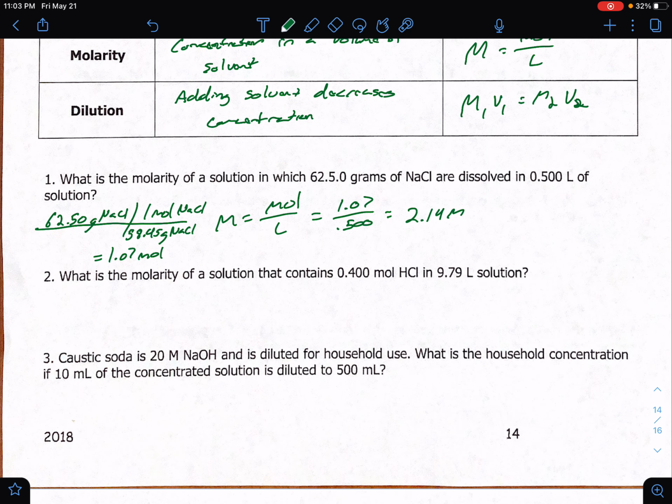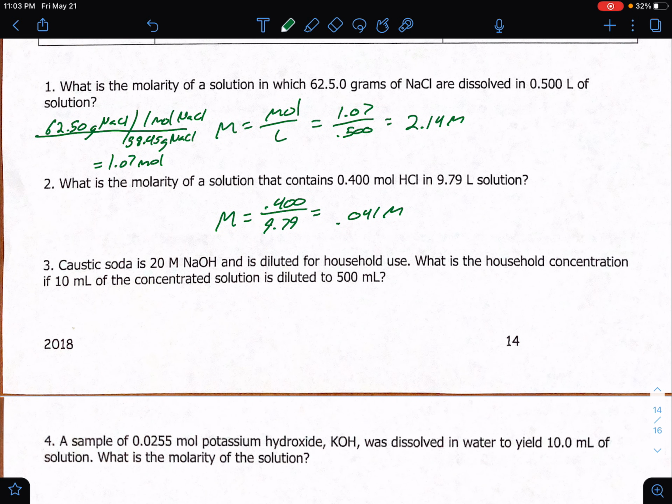Number 2, what is the molarity of a solution that contains 0.400 moles of HCl and 9.79 liters of solution? So this one I already know moles. So big M equals 0.400, that's my moles, over my liters, which is 9.79. This comes out to 0.041 M.